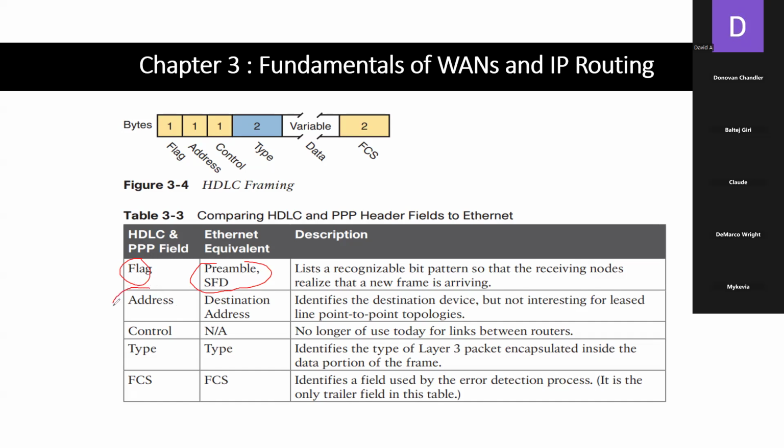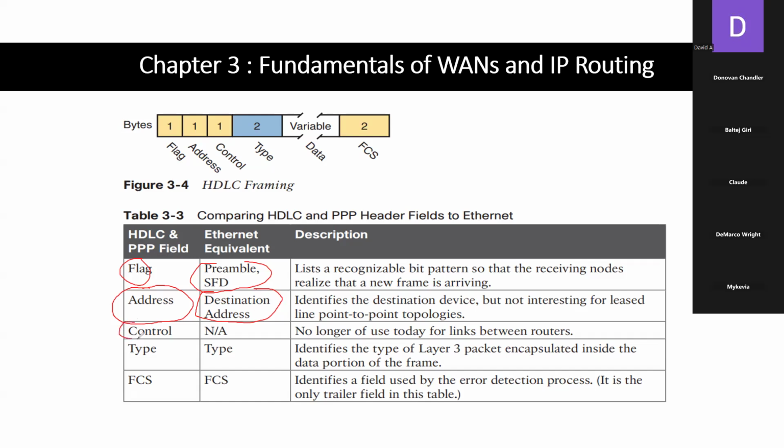Let's talk about address. So HDLC and PPP have an address field. The Ethernet equivalent is a destination address, which identifies the destination device, but is not interesting for leased line point-to-point topologies. We don't see a source address within that frame. So let's keep going.